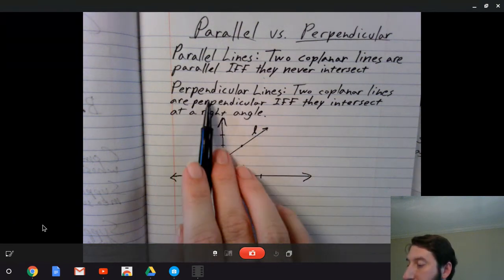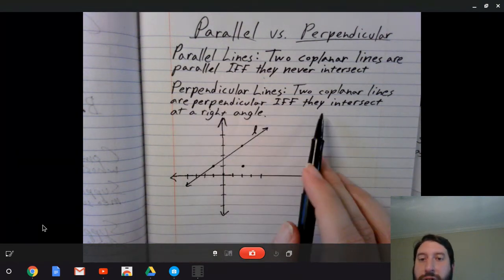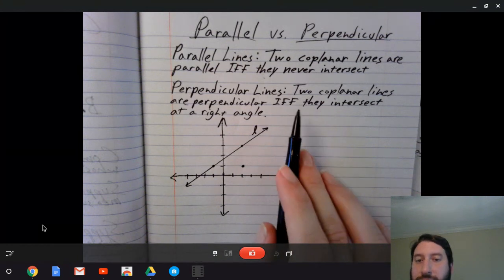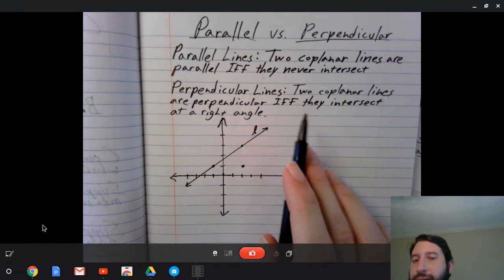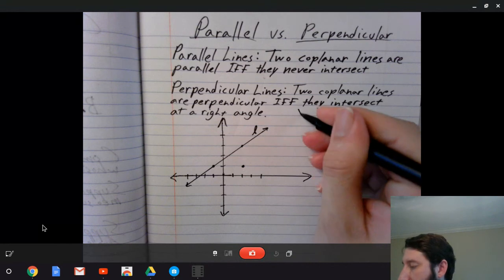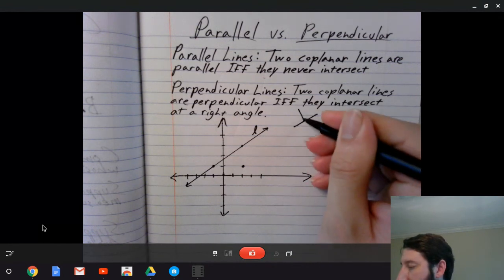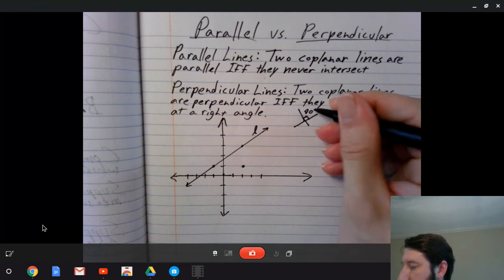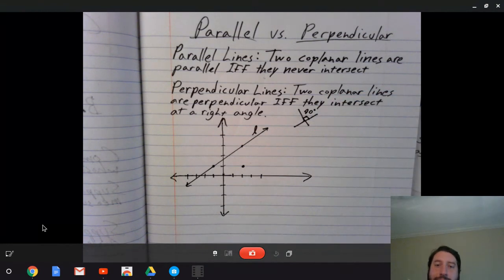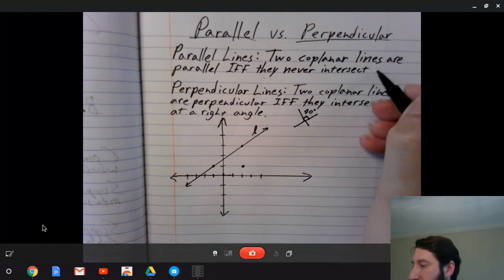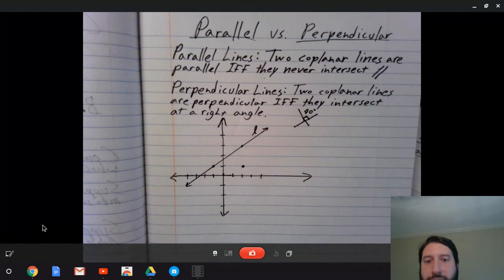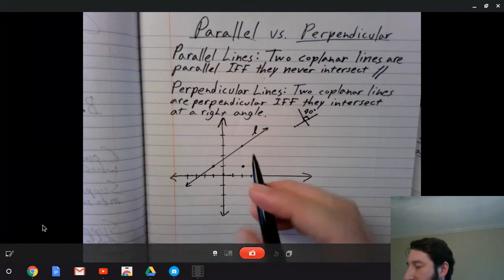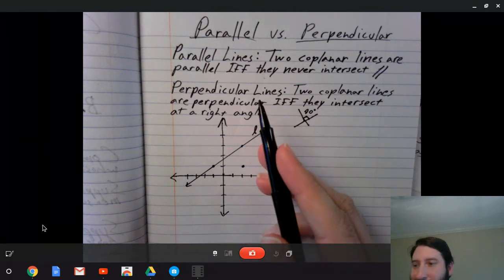Now we also have perpendicular lines. Two coplanar lines are perpendicular if and only if they intersect at a right angle. So in other words, a right angle, that is 90 degrees, right? 90 degrees. So they have to intersect at 90 degrees. Parallel lines are parallel. They never intersect, right? Parallel lines are like this. Those are parallel lines. All right, so let's look at an example of a problem here.